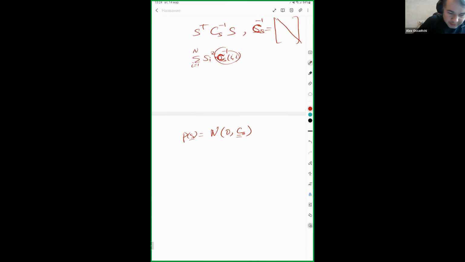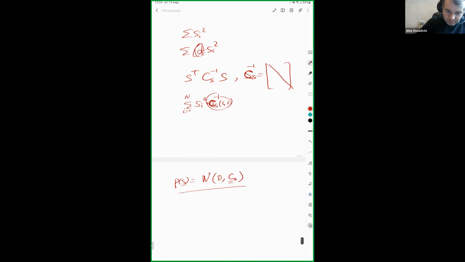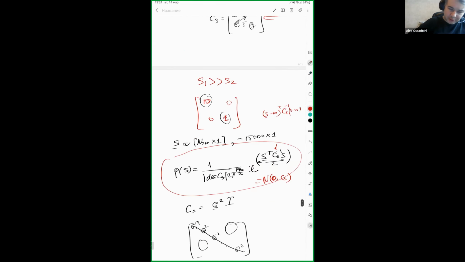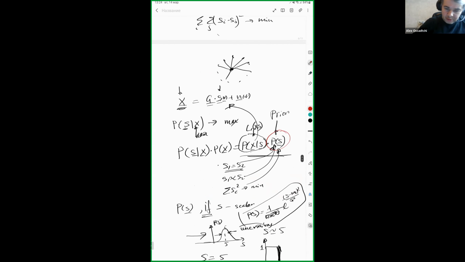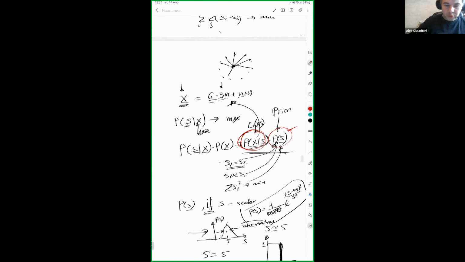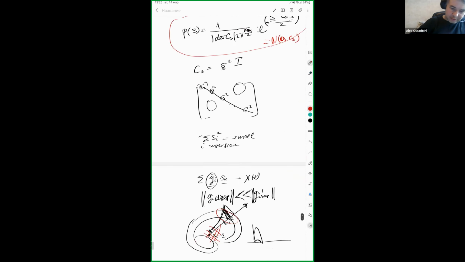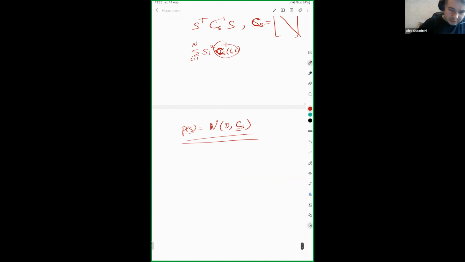Now let's see. This was the first term, or the last term here. This is about this guy. So now let's talk about this guy, the P of X given S. What is this? P of X given S is what?